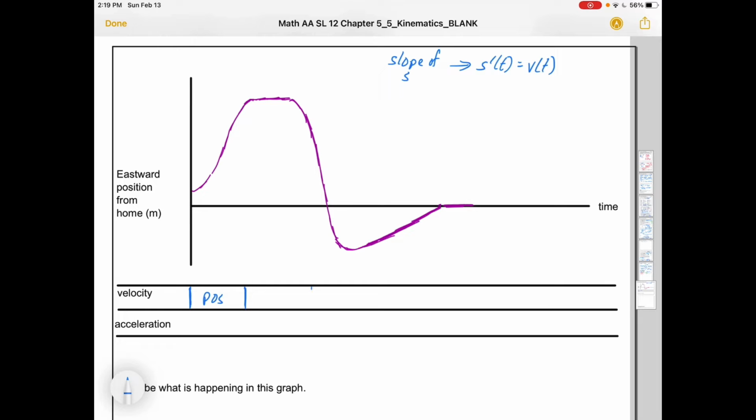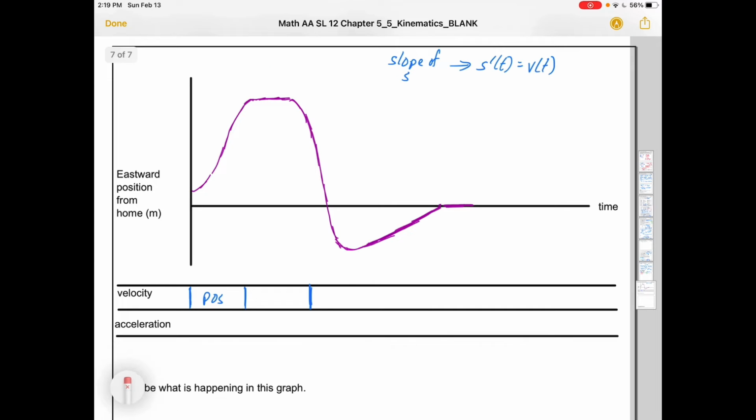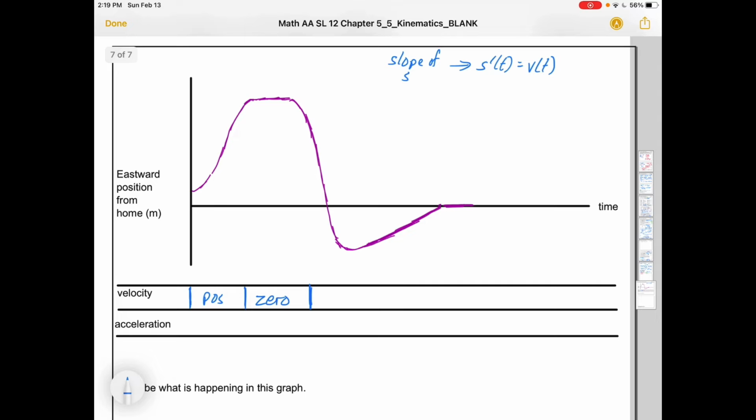And then velocity is 0 because the position is staying exactly the same right here. So it's not changing at all. Velocity is 0. But more simply, slope is 0. And then, maybe that's a little too far, and then slope becomes negative.